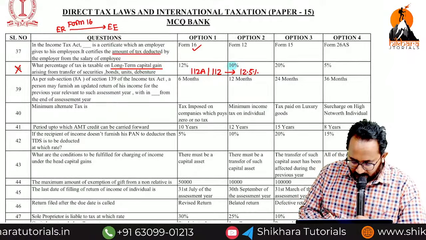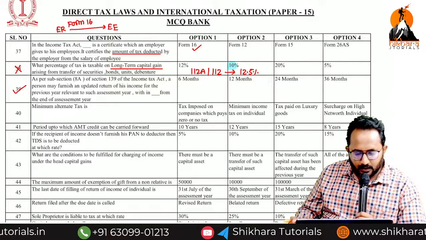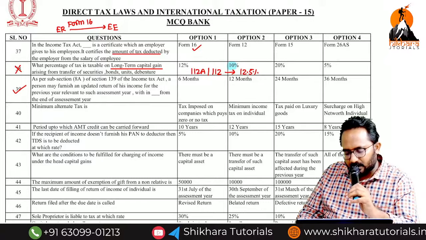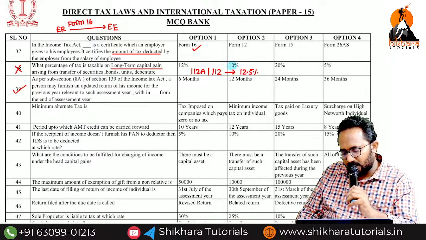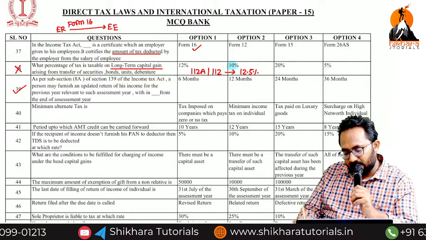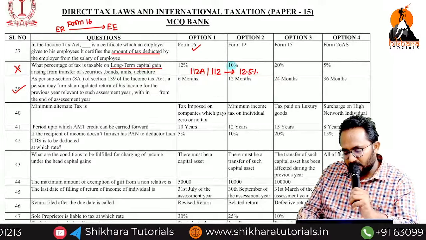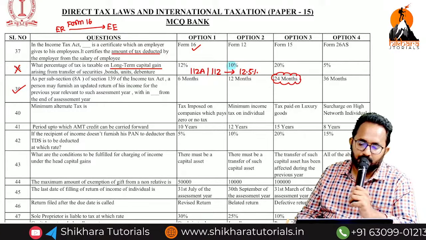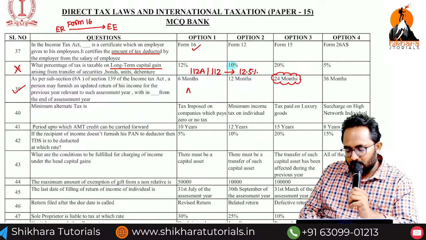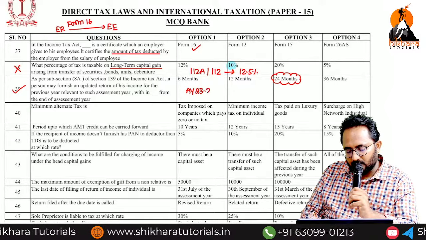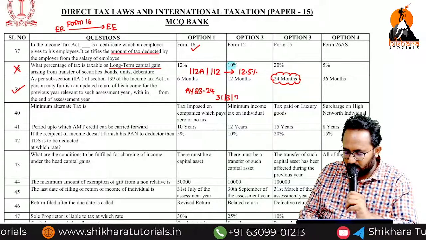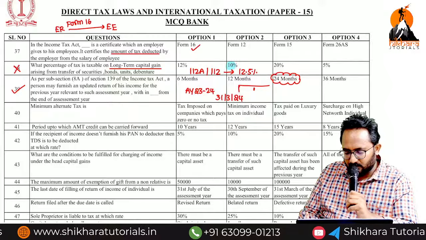Next, there is a question related to the updated return. If you have not filed the return or if you have already filed the return, and you want to file the updated return, within how many months can you file it? From the end of the relevant assessment year, within 24 months you can file the updated return. Suppose I want to file the updated return for assessment year 23-24. 31st March 2024 is your relevant assessment year ending. Within how many months?